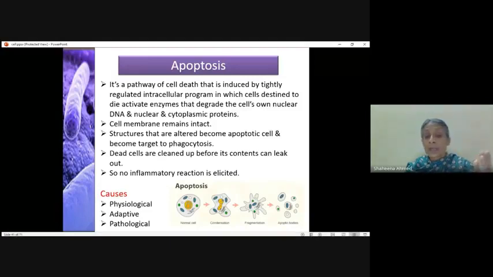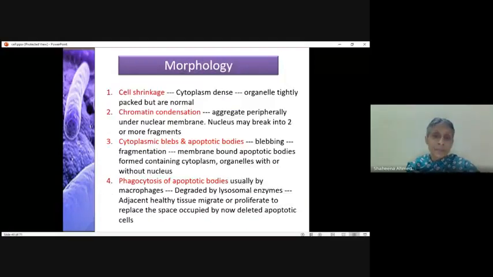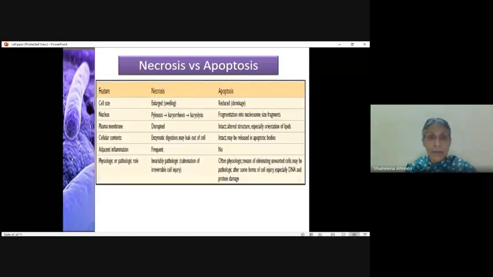So apoptosis, usually in most cases, is physiological, but sometimes apoptosis can coexist with necrosis, but in those scenarios, this apoptosis is going to be pathological. If you look at the morphology, first there is cell shrinkage, then chromatin condenses, then cytoplasmic blebs and apoptotic bodies are formed, and these are taken up by the macrophages, and they are degraded by the lysosomal enzymes which are present in these macrophages.